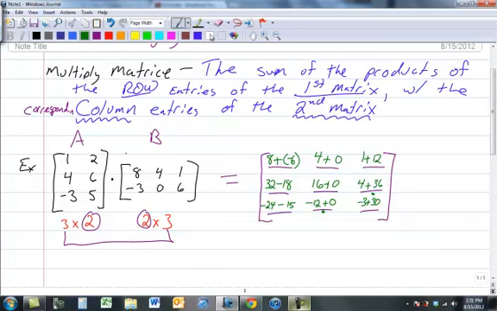All right, hopefully you checked yourself, and hopefully you got these entries. Now, what that means, we simplify all of these, and our answer is going to be 2, 4, 13, 14, 16, 40, negative 39, negative 12, and 27. So, I know that seems weird, right? A 3 by 2 and a 2 by 3 yields a 3 by 3 matrix. Seems very strange, right?